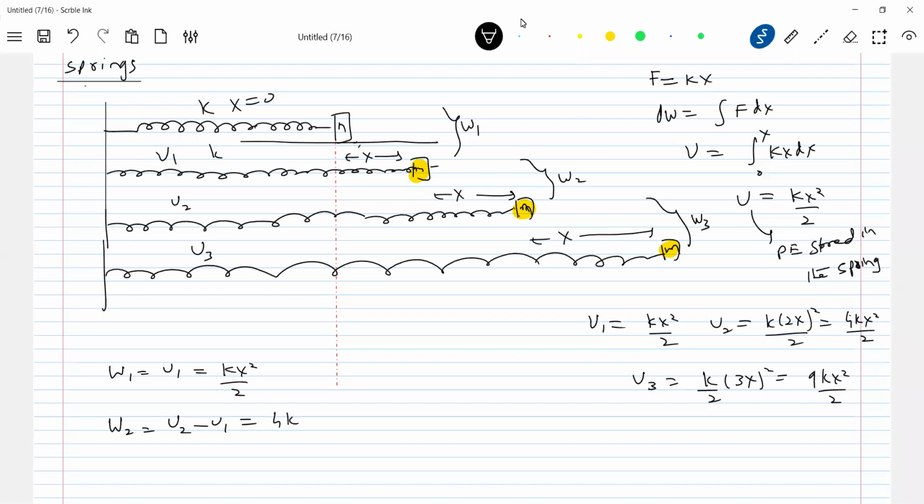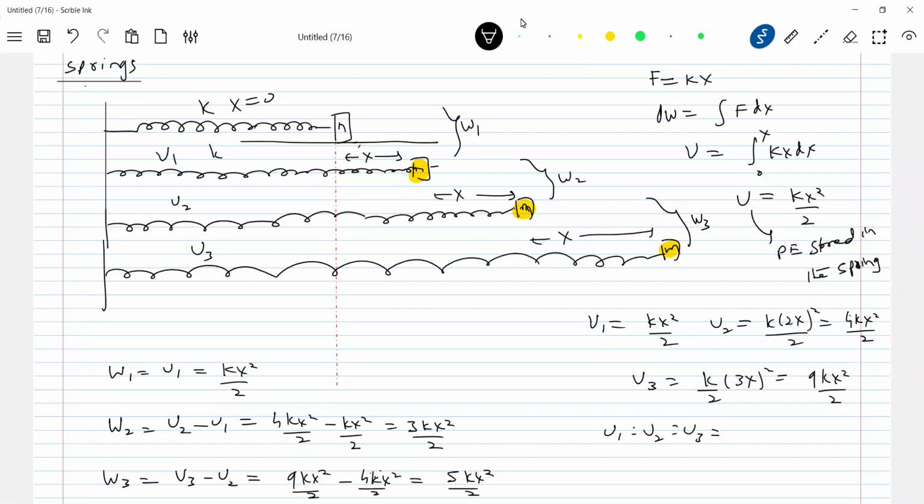U2 is how much? 4Kx square by 2 minus Kx square by 2 will be 3Kx square by 2. What is W3? U3 minus U2. So this will be 5Kx square by 2. What is the ratio of energy stored in the springs? It will be 1:4:9. What about the work done?